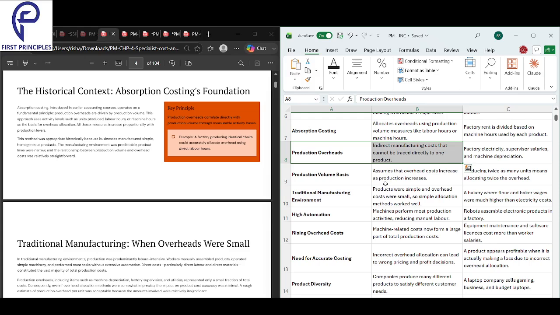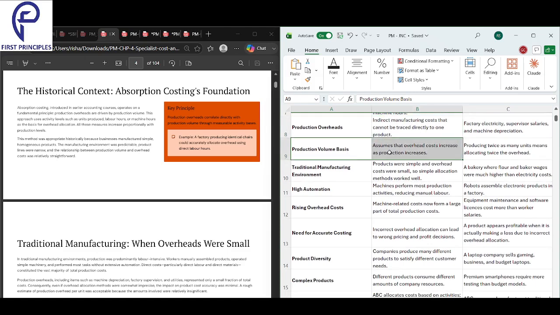What is overheads? Sum of indirect cost. What is indirect cost? All the costs related to a product but which cannot be traced to one single product. Sum of indirect cost, overheads. Overheads related to the manufacturing process, production overheads. Easy. Okay, so what are production overheads? Indirect manufacturing costs. Indirect, that's why overheads. Related to the manufacturing process, that's why production. Indirect manufacturing costs that cannot be traced directly to one product.